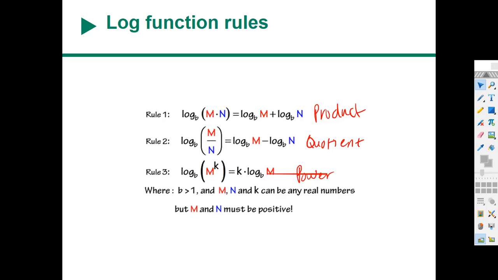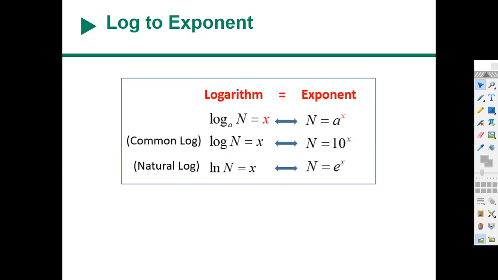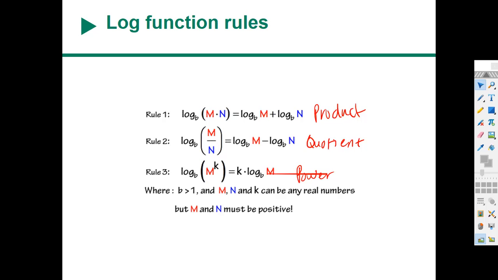Okay, this all applies when the base is greater than 1. And M, N, and K can be any real number. But for logs, they must be positive. And the reason why is that our logs only function in quadrants 1 and 4 because there's an asymptote that prevents it from going any further.